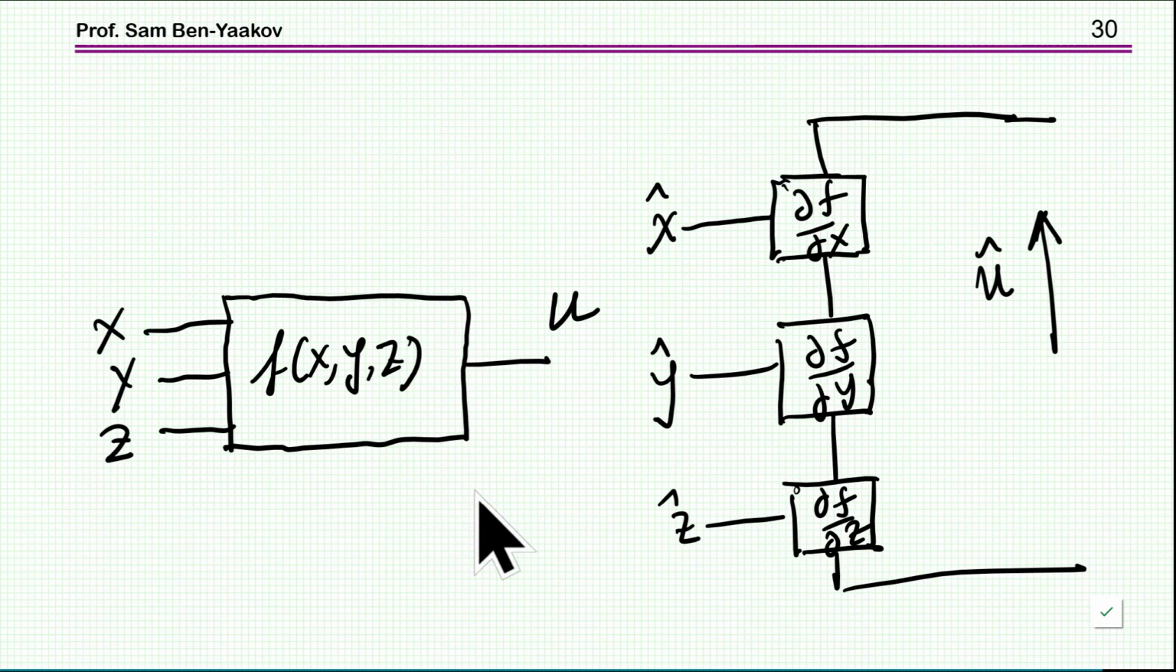To demonstrate it a little bit better, here is just a graphical representation. Here is the function. Here are the inputs, or the variables. This is the output. After linearization, it becomes this thing, an addition of three sources, you might say. The excitations are the small signal x, small signal y, small signal z, and the output is the small signal u.